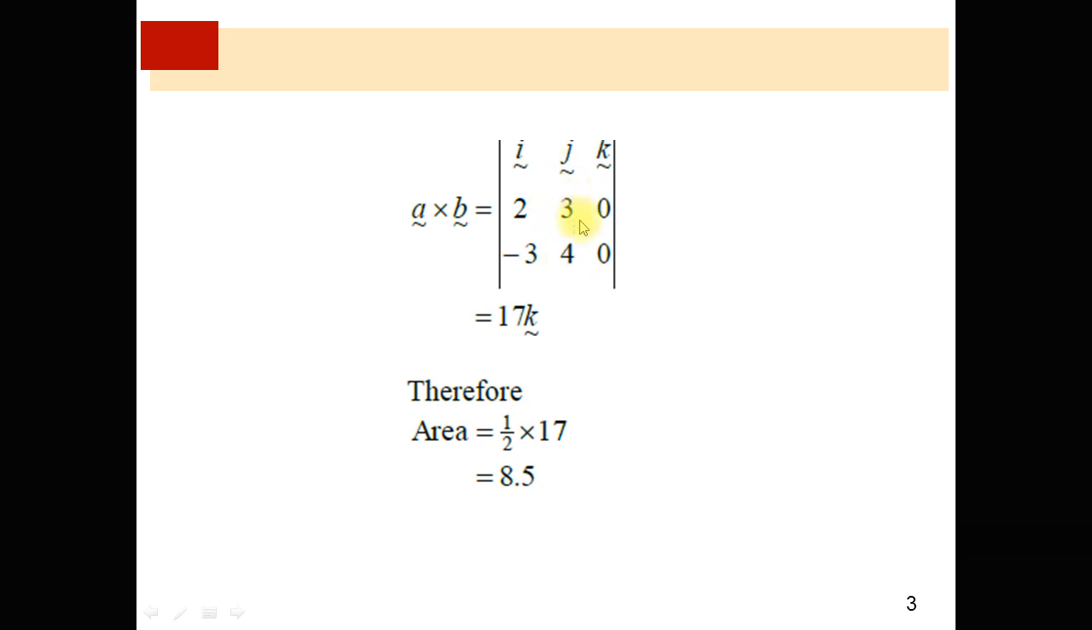So expand this determinant by the third column. Delete the first row and third column, and k into 2 times 3 minus 3 times 4, which is 8 plus 9, so 17k. So this is the cross product of 2 vectors A and B. Now taking the magnitude of this vector, we obtain 17, and 17 divided by 2 gives the area of the triangle determined by the points O, A and B, and the area is now 8.5.